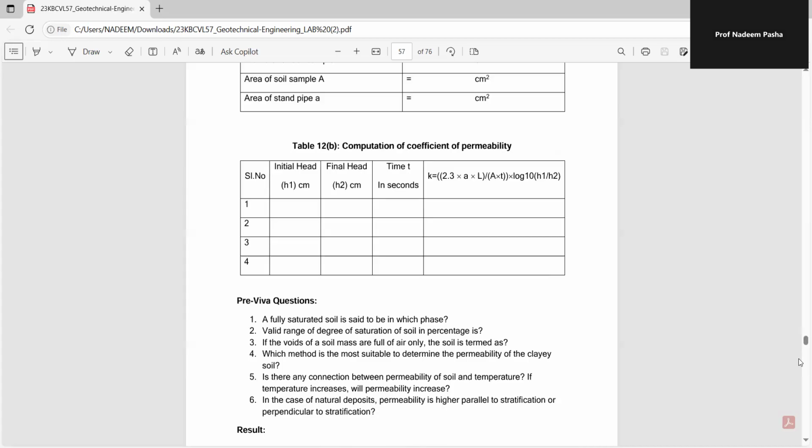Which type of questions you can expect in the viva are given below.